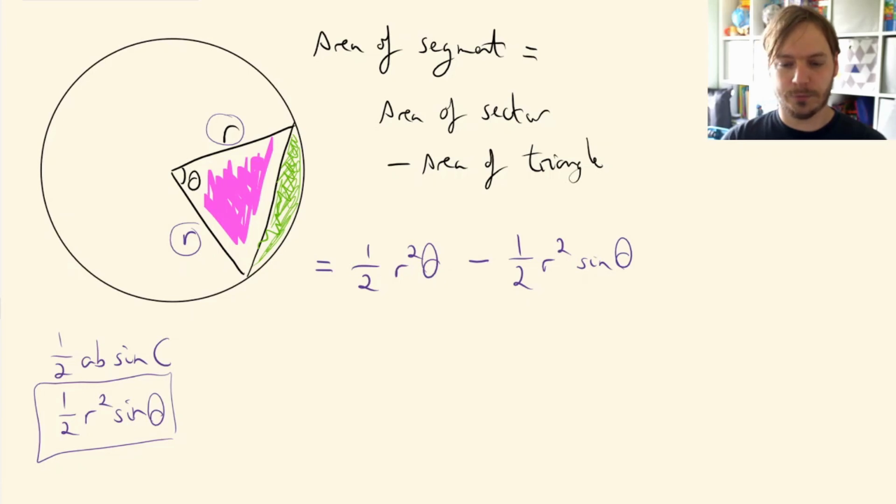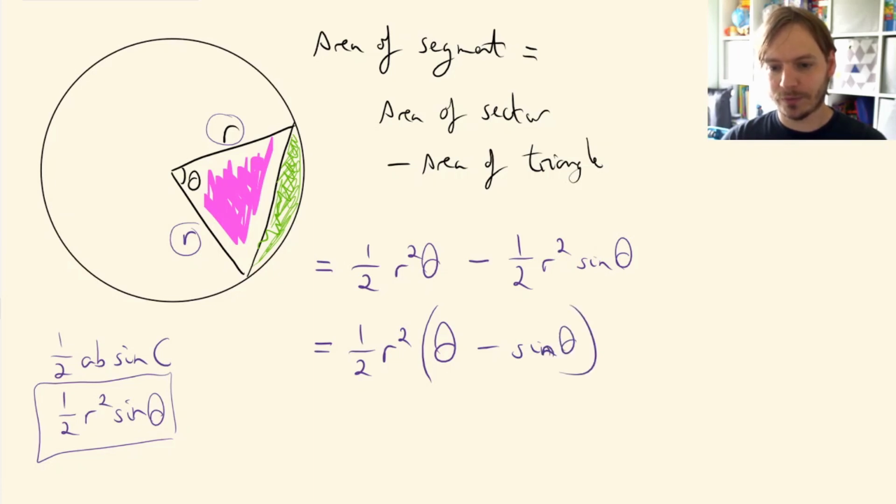So this is the formula for the area of the segment. It's half r squared theta, take away half r squared sine theta. And what I love is those are incredibly similar looking things. In fact, they're so similar that we can factor out almost all of it. We can factor out the half r squared, and we end up with theta subtract sine theta. We end up with this marvelous formula where the area of this segment is just half r squared, and then theta take away sine theta.